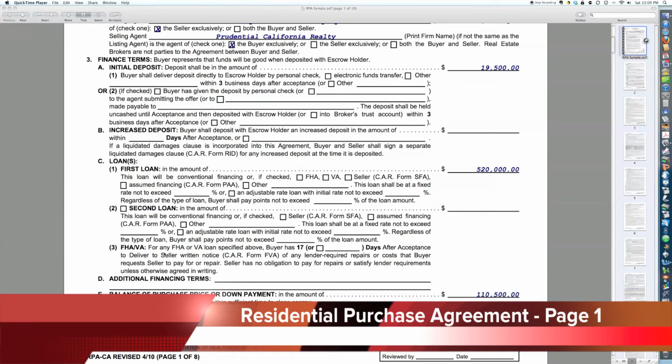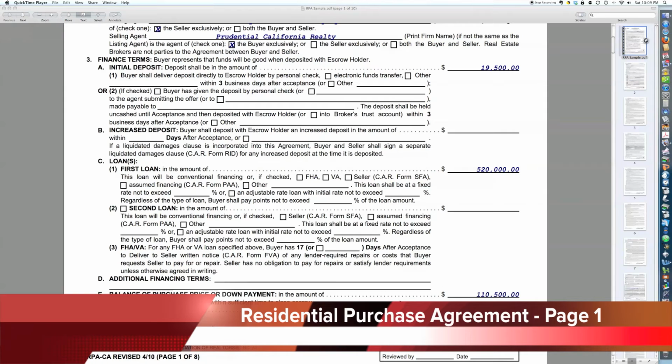And C3, if the buyer is using an FHA or VA loan, the buyer has 17 days by default, or we can check this box and put in additional or lesser days after acceptance to deliver to seller the written notice of any lender required repairs or costs that the buyer wants the seller to pay for. So FHA and VA, often when they do their appraisal, there may be some required repairs or costs that the buyer can't afford and therefore is requesting the seller to pay for.